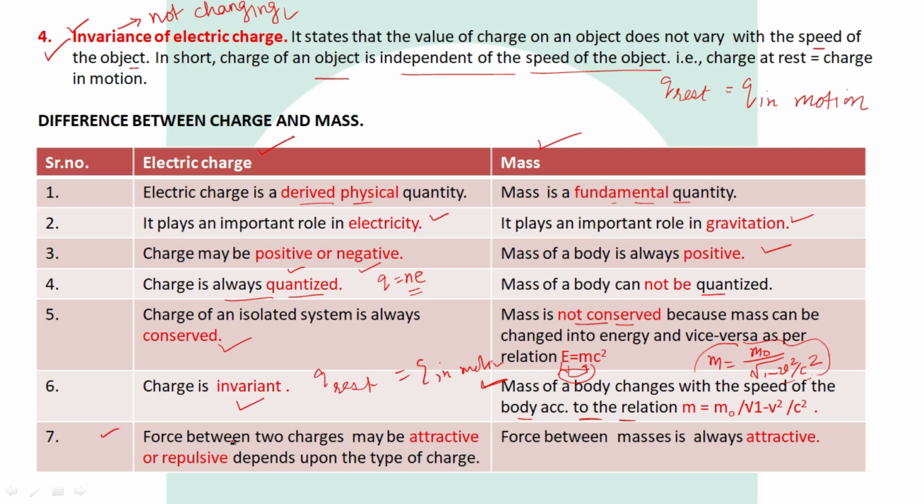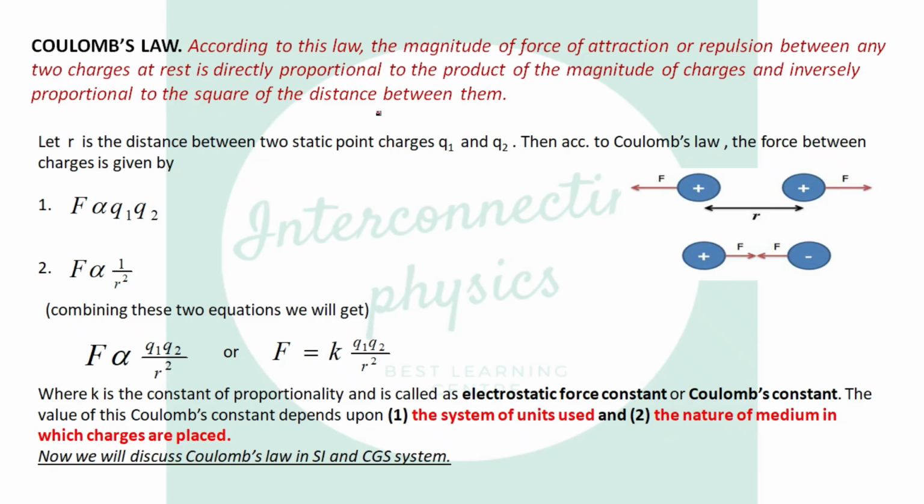Number 7. The force between two charges may be attractive or repulsive depending upon the types of charge. And the force between masses is always attractive because gravitational force is always attractive. Now, Coulomb's force, the most important, Coulomb's law.